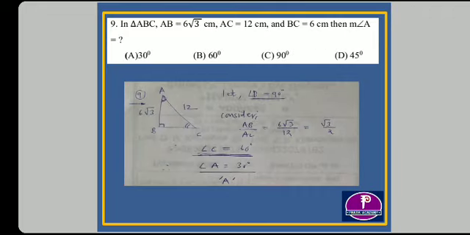Next, in triangle ABC, AB is equal to 6 root 3, AC is equal to 12, BC is equal to 6. Then the measure of angle A is equal to question mark. Okay. So here, let's take angle B is equal to 90 degree.